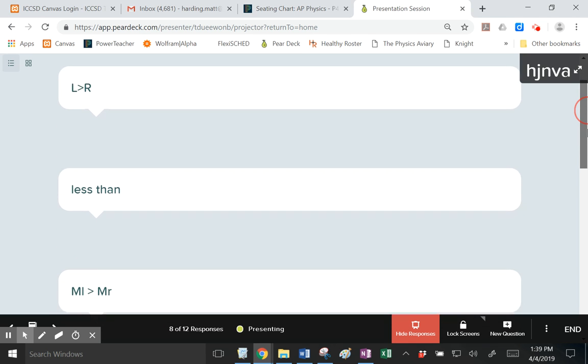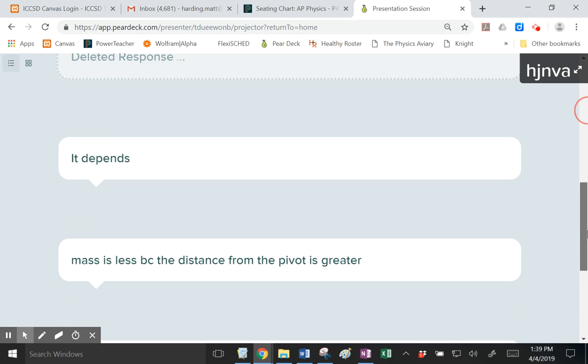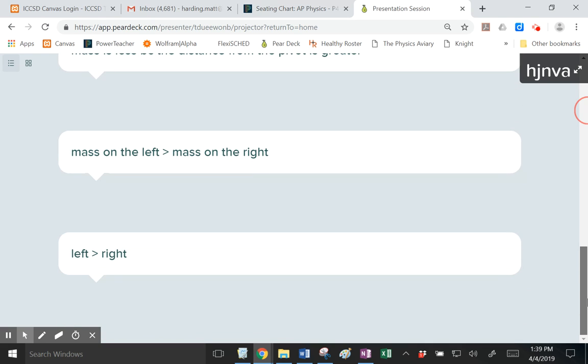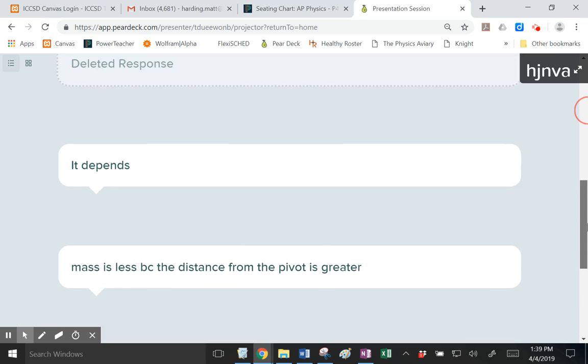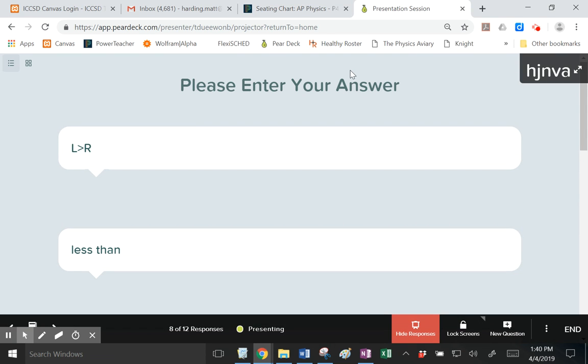Left greater than right, less than, ML greater than MR. It depends. Mass is less because distance from pivot is greater, mass on the left greater, mass on the right, left greater than right. So generally speaking, it seems like people think the mass on the left is greater than the mass on the right.